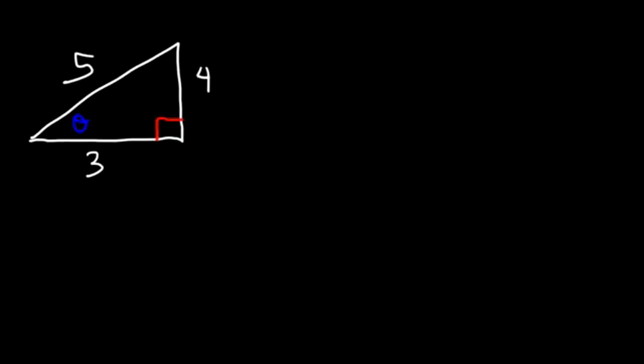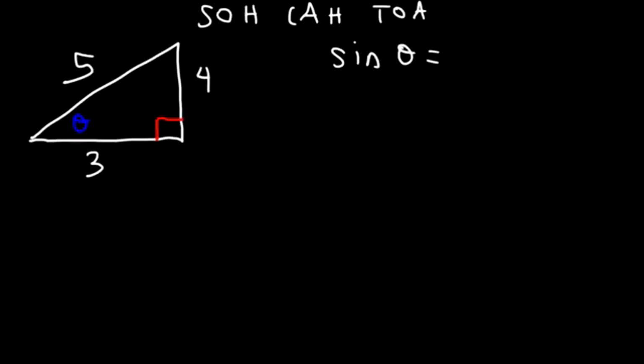So now let's finish this problem. What is the value of sine theta? According to SOHCAHTOA, sine theta is equal to the opposite side divided by the hypotenuse, in the part SOH, S-O-H. Opposite to theta is 4 and the hypotenuse is 5. So therefore sine theta is going to be 4 divided by 5.